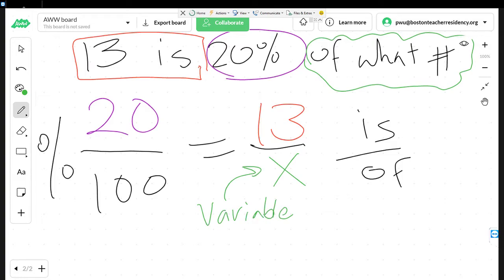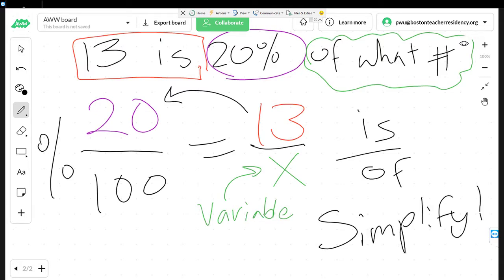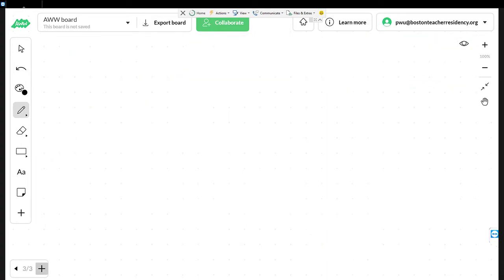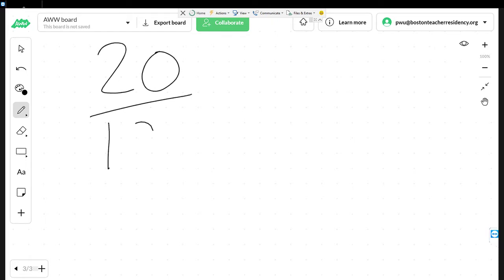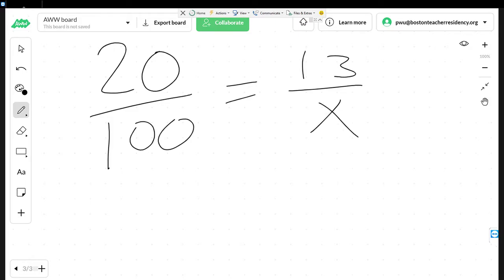If this was an easy problem, we could just use our equivalent fractions and multiply by something to get from 13 to 20. However, 13 is not a factor of 20, so we have to do something else. If you remember from class, that is simplify. So I'm going to make a new page. We have 20 out of 100 equals 13 out of x. Well, we can't simplify the right side of the equation because we have an x, and we don't know what x is. So we have to choose to simplify the left side.